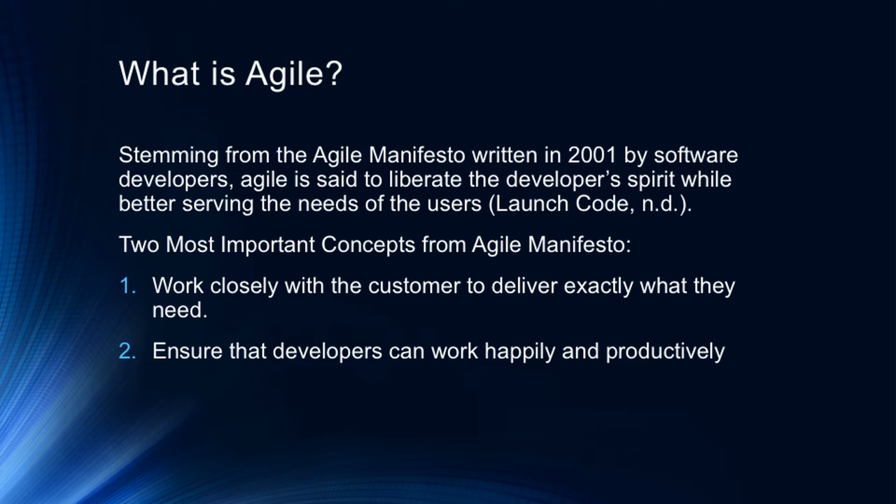What is Agile? Agile is a more flexible way of developing software. The Agile Manifesto was written in 2001 by a number of developers, and it's set to liberate developer spirit while better serving the needs of the users. The two most important concepts from the Agile Manifesto are: one, work closely with the customer to deliver exactly what they need, and two, ensure that developers can work happily and productively.